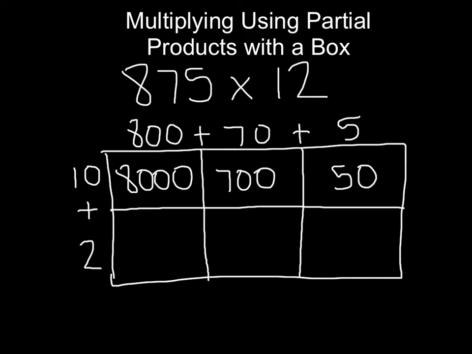So 2 times 8 is 16. So that would be 1600. 2 times 70, 140. And 2 times 5 is 10. Ta-da! I can tell you know your math facts, Mr. Leatherwood. That's really good. I try. All right, so then we just start adding.